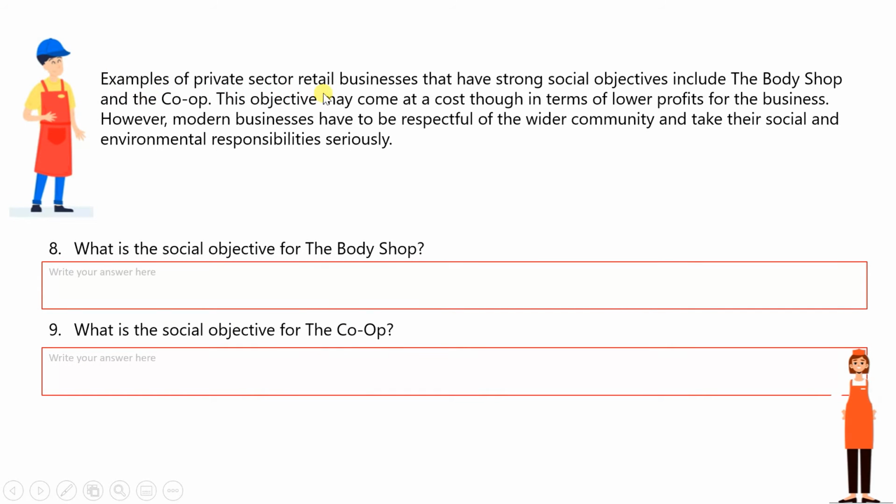Examples of private sector retail businesses that have strong social objectives include the Body Shop and the Co-op. This objective may come at a cost though in terms of lower profits for the business. However, modern businesses have to be respectful of the wider community and take their social and environmental responsibilities seriously. Question 8. What is the social objective for the Body Shop? And question 9. What is the social objective for the Co-op? Find out the 2 and put them each in their respective answer boxes or in your books under question 8 and 9.